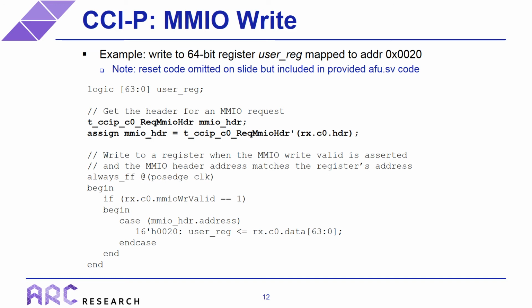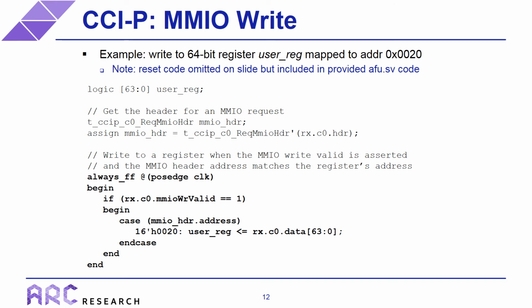And then if we work our way down, we have this always flip-flop block. So basically on every rising clock edge, we are checking to see if on the receive port or on channel 0 of the receive port, the MMIO write valid signal is asserted. If it is asserted, that means the processor is currently trying to send us data, and that's the CCI-P telling us that inside the AFU. So now we just need to decode the address that is being provided in that same cycle.